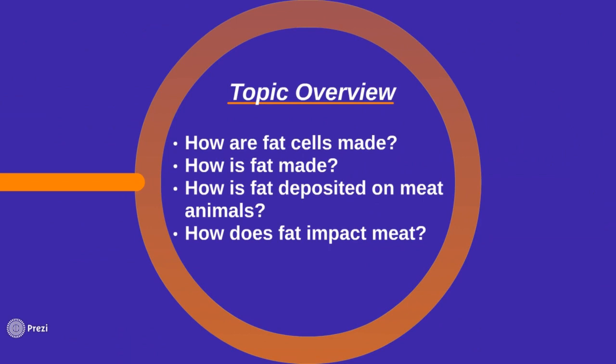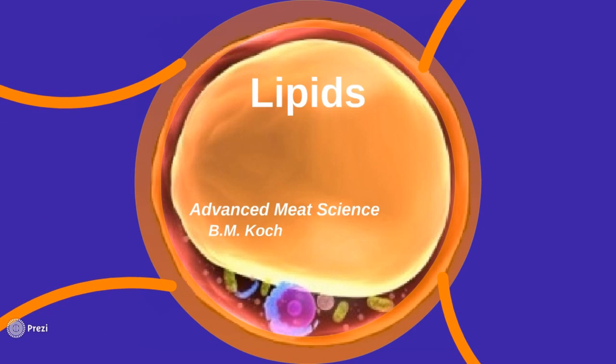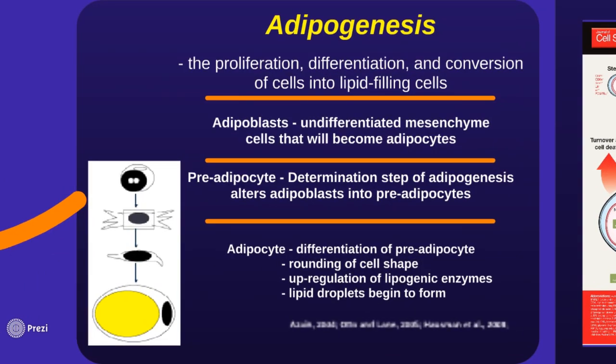What are we going to cover? Similar to how we started the semester, I figured we'd start this lecture series with how fat cells are made and how fat itself is made. We'll try to get a basic foundation of these topics before jumping into the second lecture, where I'll touch on how fat is deposited, how the meat animal handles it, and since they are meat animals, how this fat impacts the resultant product. So we'll jump into the first one: how are fat cells made.